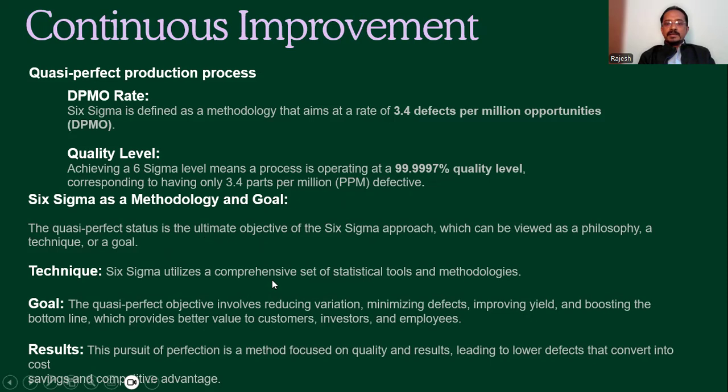Technique implies a comprehensive set of statistical tools and methodology, and the goal is what we are reducing: the variation, minimizing defects, improving yield, boosting the bottom line. These are all our goals and results. What we are trying to get here is the quality and the results leading to lower defects and converting into cost saving and then competitive advantage.